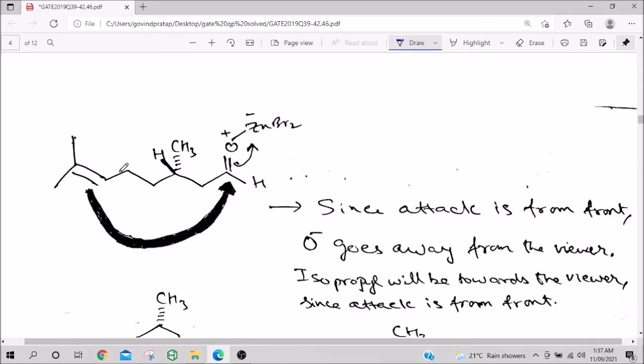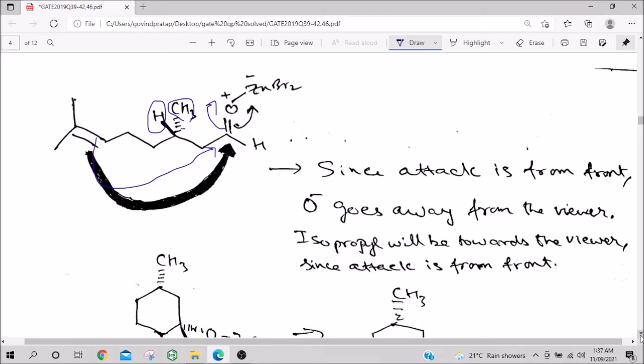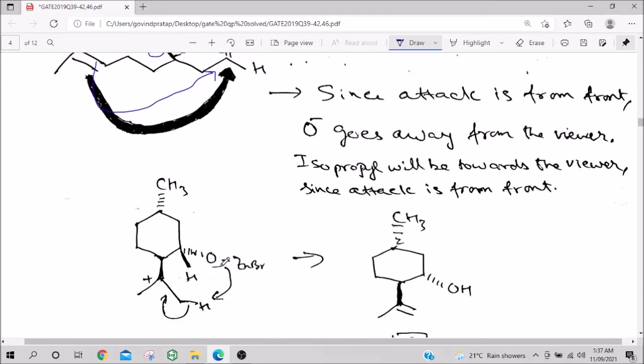Now look here, this pi bond has to attack. CH3 is away from the viewer, which is bulky compared to H. H is not that bulky. So what happens? The attack will happen from outside the screen. Okay, it is coming towards the viewer because CH3 is away from the viewer. So it pushes this OH, which finally forms OH behind, and this part comes front. So basically what you get is OH behind and this part has come front.